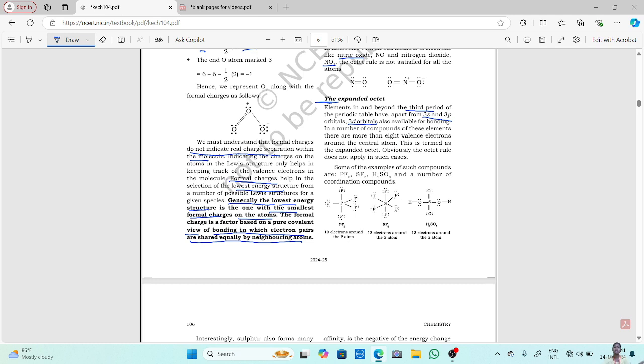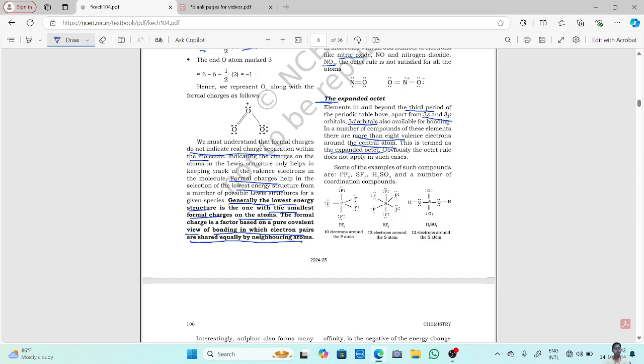Now the octet rule is only up to 8 electrons, right? The valence shell should have 8 electrons, but when there is involvement of 3d orbitals, or the d orbitals, this limit is exceeded. There are more than 8 valence electrons available on the central metal atom for bond formation. Now this is termed as expanded octet.